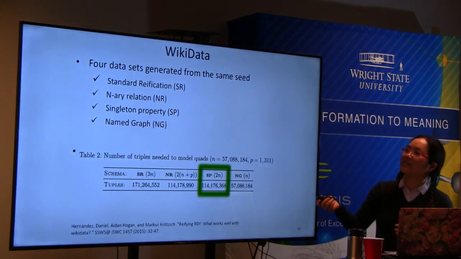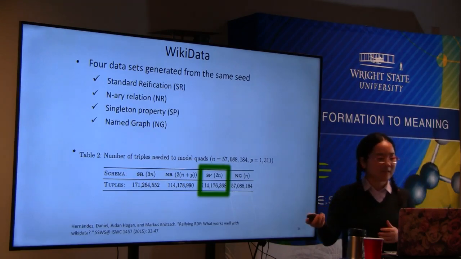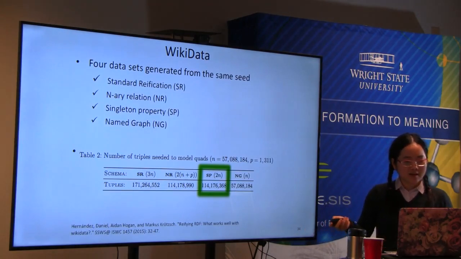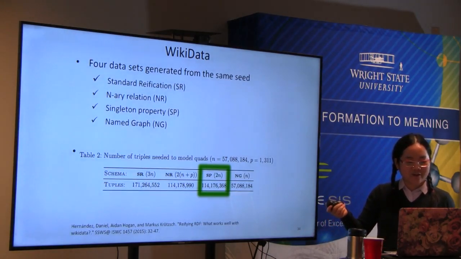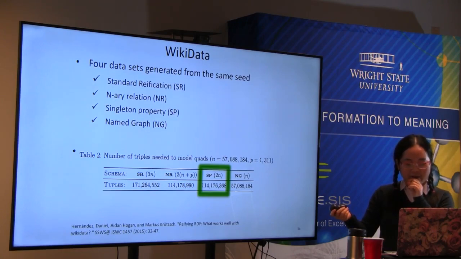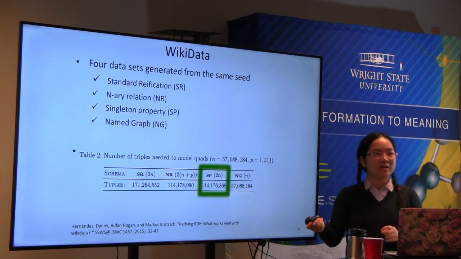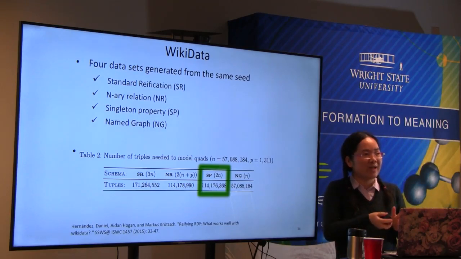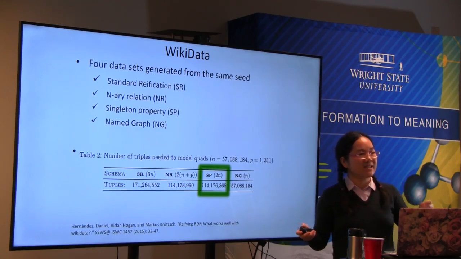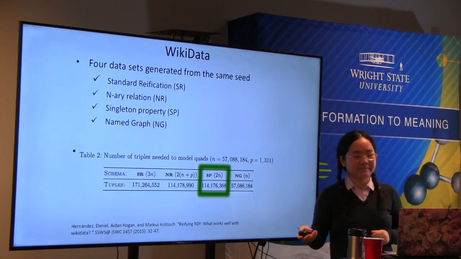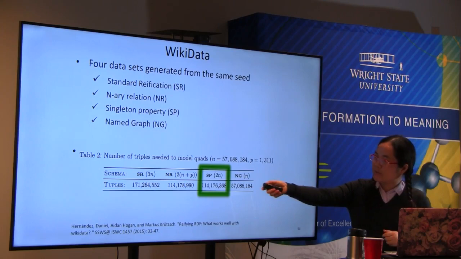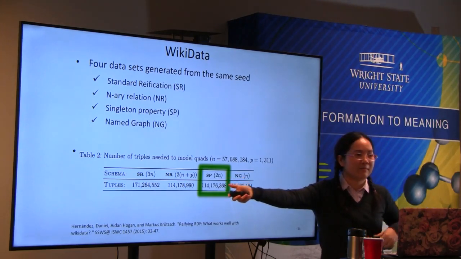The second data set evaluated was the Wikidata. And this one was performed by several groups. So the first one by Daniel, reifying RDF, what works well with Wikidata. So the context of this work is that because Wikidata contains the metadata for the triple, they want to investigate which approach they should be taking. And with this evaluation, we say that the SP is the most compact one.